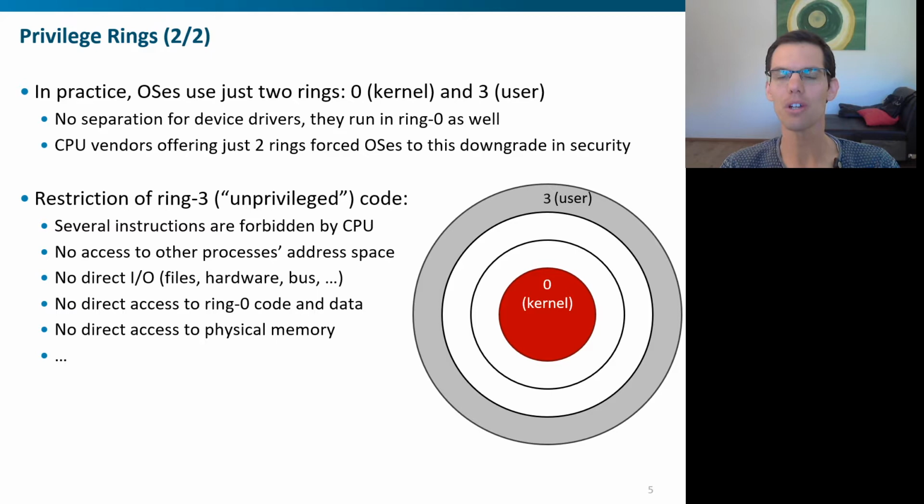Now, what is the restriction of ring 3 processes? There are several instructions that are actually forbidden to be used by ring 3 processes, so that's really enforced by the CPU. The CPU will check if the process currently issuing a given instruction is running in ring 0 or ring 3, and if it runs in ring 3 and it's a privileged instruction, it will forbid the instruction to execute.